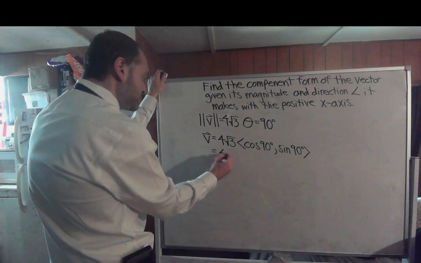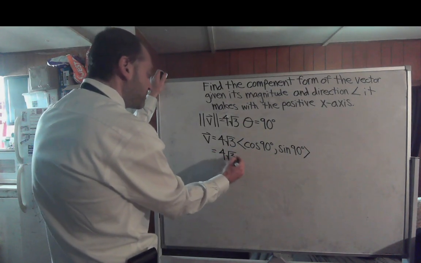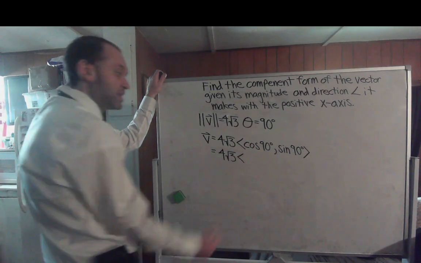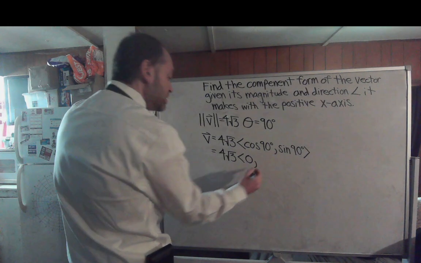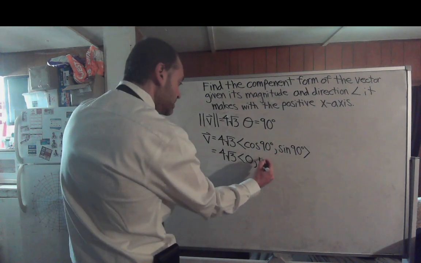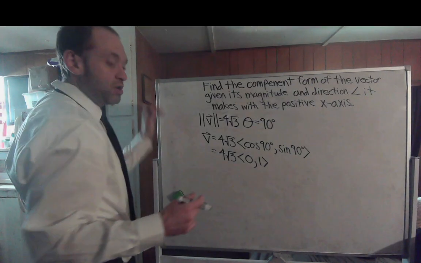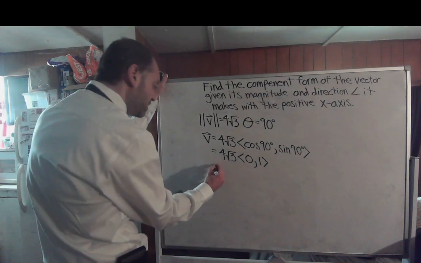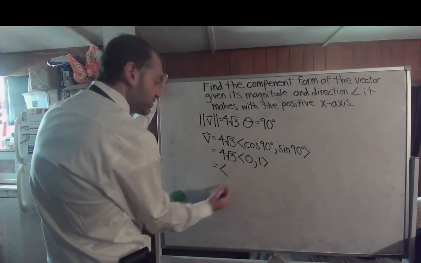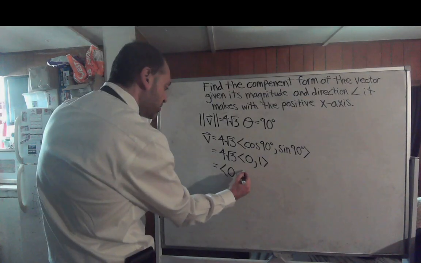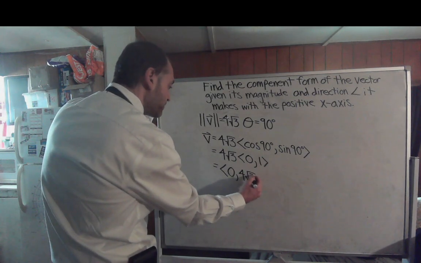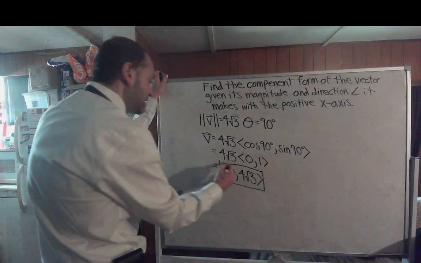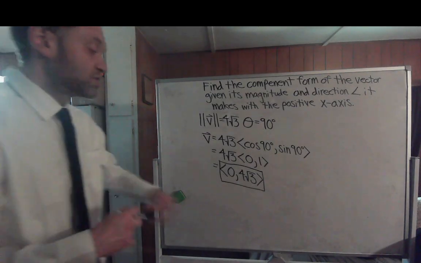Well, keep that scalar on the outside, that 4 times the square root of 3. So what's the cosine of 90? That's just 0. Sine of 90 is 1. So now you just have a scalar multiple of 4 times the square root of 3 times vector 0, 1, giving you your vector in component form being 0, 4 times the square root of 3. That's exactly what you would get. 0, 4 times the square root of 3.